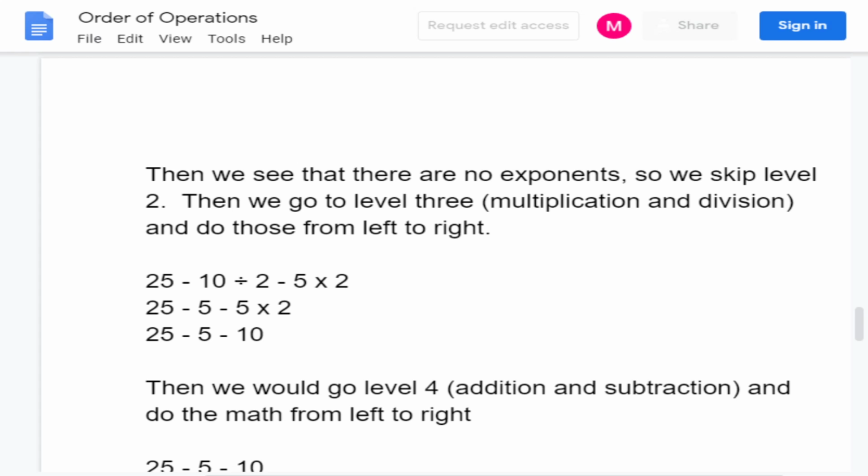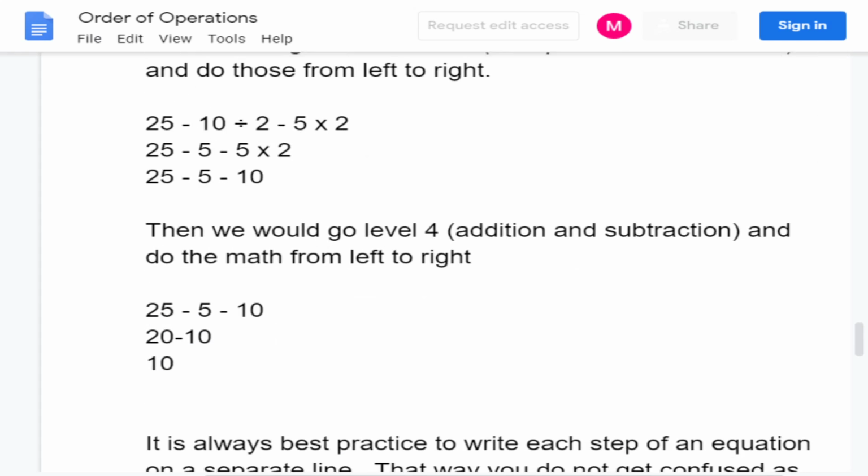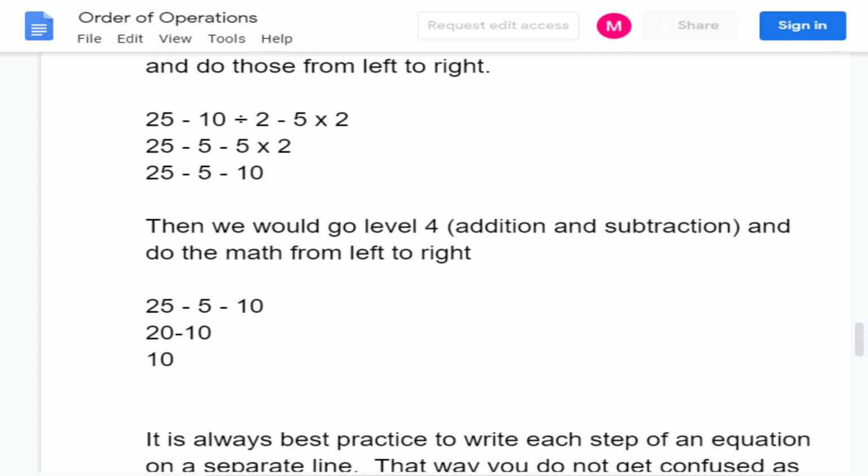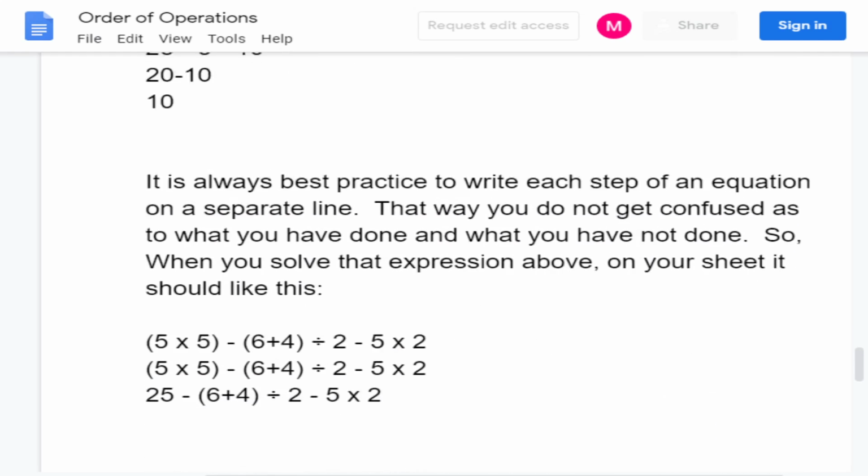So we have 25 minus 10 divided by 2 minus 5 times 2. First we're going to do 10 divided by 2, because that's the first multiplication or division one, and that turns into 5. Everything else stays the same. And then we're going to do 5 times 2, which would then equal 10. So then we get 25 minus 5 minus 10. Then we would go to level 4, which is addition and subtraction, and we would do the math from left to right. So 25 minus 5 equals 20, and then 20 minus 10 equals 10.